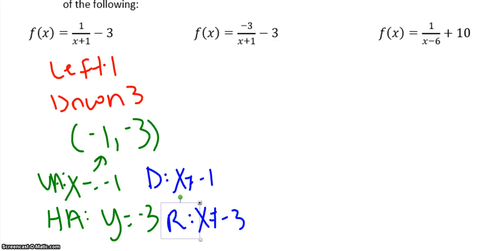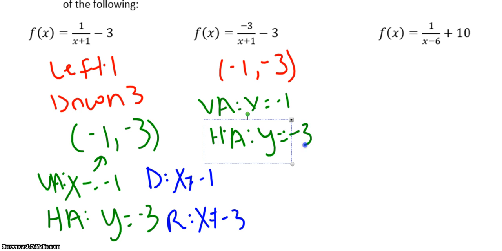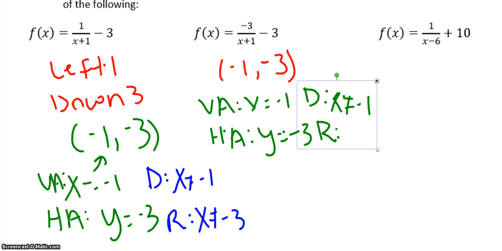Alright, next one. F of x equals negative 3 divided by x plus 1 minus 3. First thing, let's go ahead and identify our hk. So we have plus 1, so our h is negative 1. Our k is negative 3. Alright, so vertical asymptote then, because we can just figure that out. X equals negative 1. Horizontal asymptote, y equals k, so y equals negative 3. So for our domain, x cannot equal negative 1. And for our range, y cannot equal negative 3.